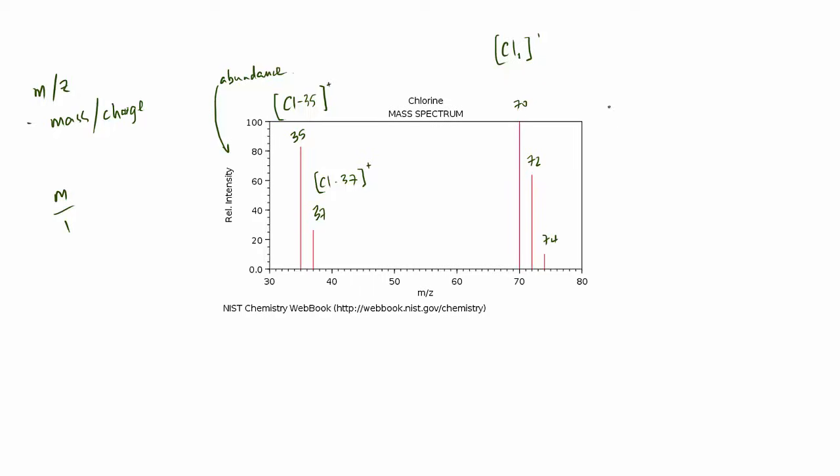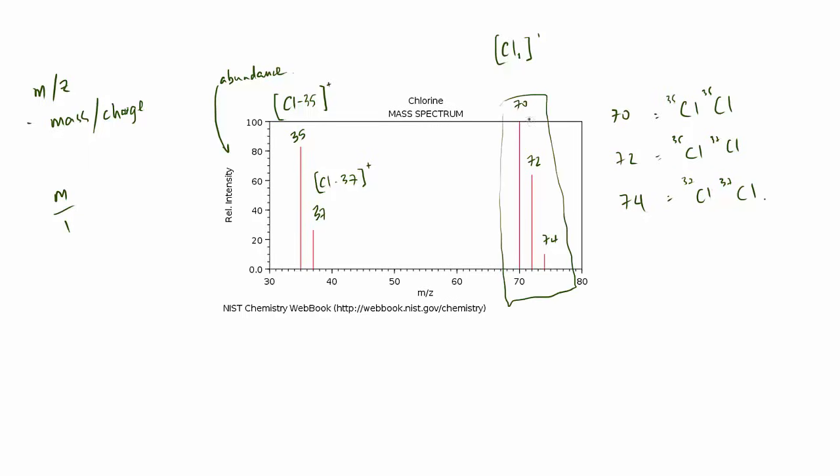The reason these are different is that the 70 is a result of chlorine-35 and chlorine-35. The 72 is chlorine-35 and chlorine-37. And the 74, as you may have guessed, is going to be chlorine-37 and chlorine-37. That's essentially what we've got in this portion here. These are classed as molecular ions because they are molecules that are ions.